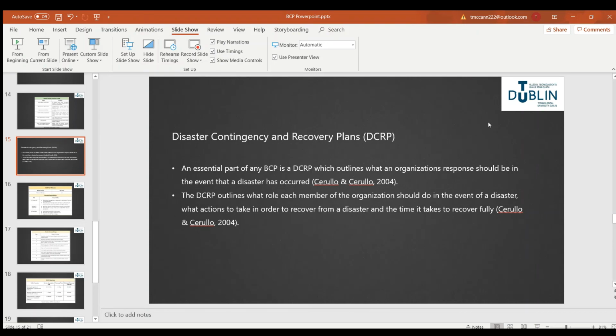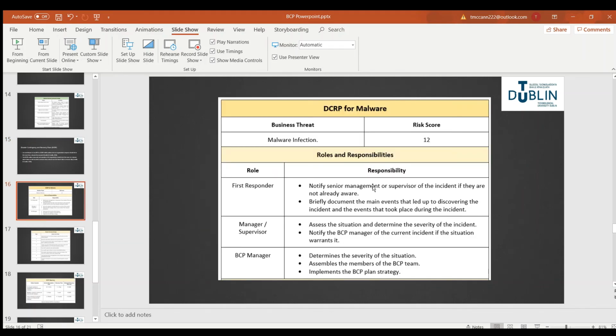An essential part of any business continuity plan is a disaster contingency and recovery plan, which outlines what an organization's response should be in the event that a disaster has occurred. The DCRP outlines what role each member of the organization should do in the event of a disaster, what actions to take in order to recover from disaster, and the time it takes to recover fully.